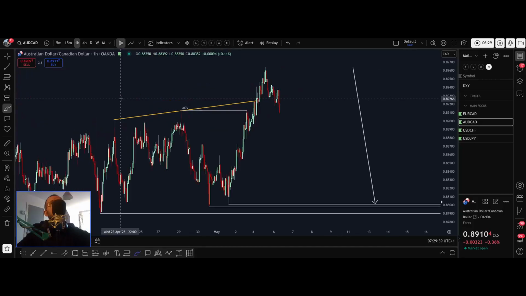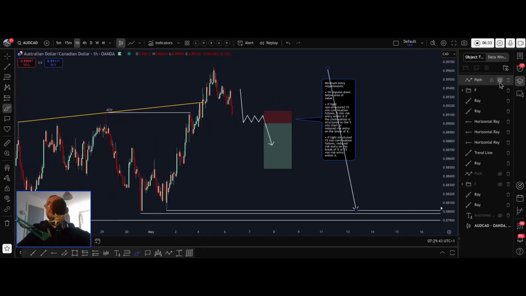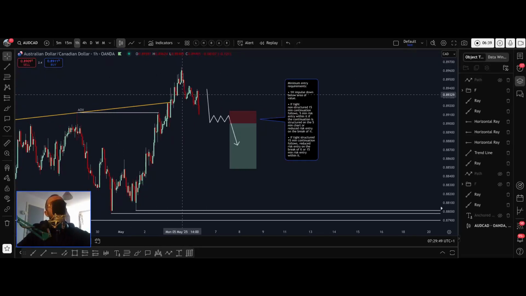Just zoom out, yeah. Okay, so what I'm going to be looking for in this instance is the push down, which we seem to be getting now. And in a minute, I'm going to set a Google Calendar reminder to remind me to check this in an hour's time, because I'm going to be looking for a 15-minute continuation. So 6 to 8 corrective 15-minute candles if we break below this area of value as I've annotated here.